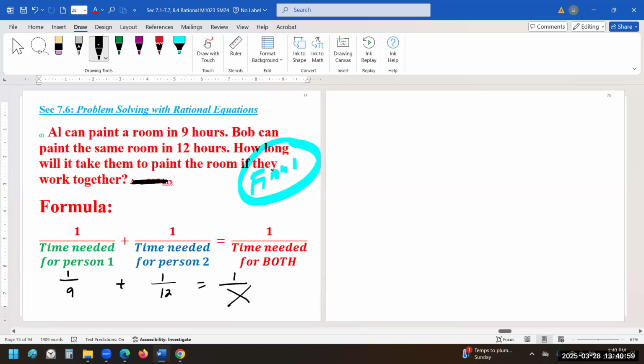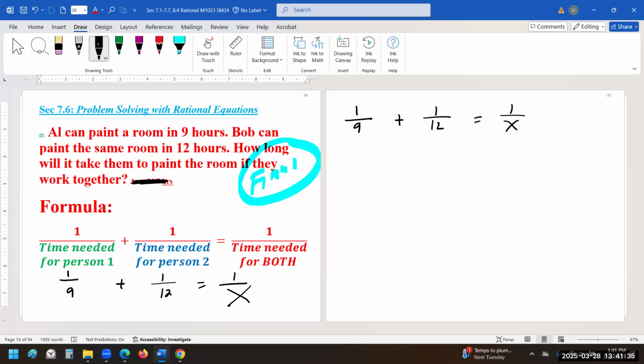So we have a nice looking rational equation: 1 over 9 plus 1 over 12 equals 1 over x. Now this scenario is a little bit different than what we did today so far, right? What we did today in the last 2 or 3 examples was we had x on both the left side and right side. Did you notice that? But here we have only a single x on one side.